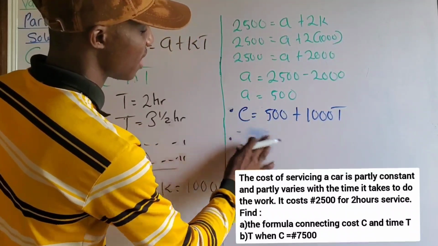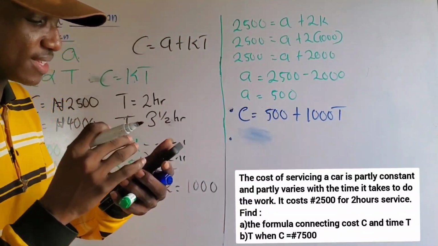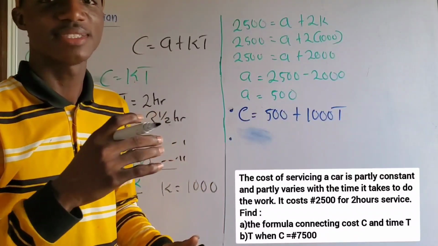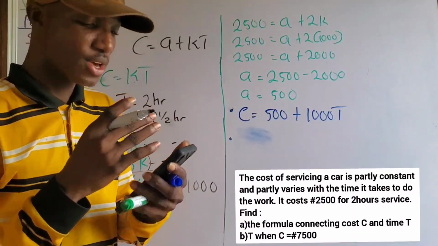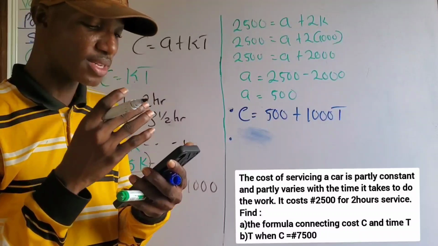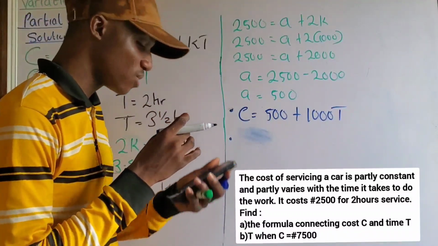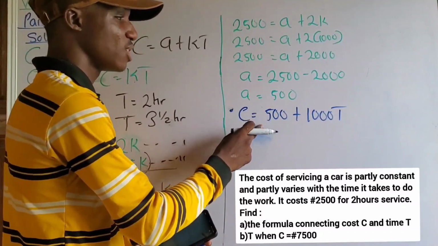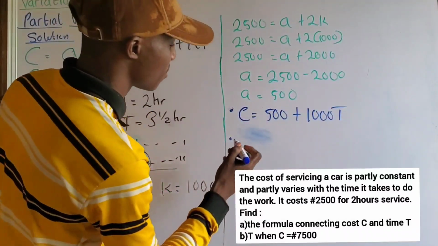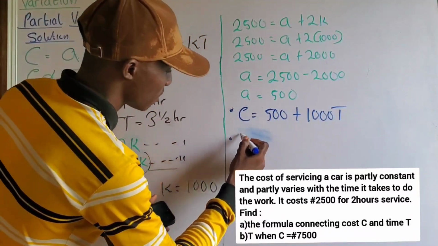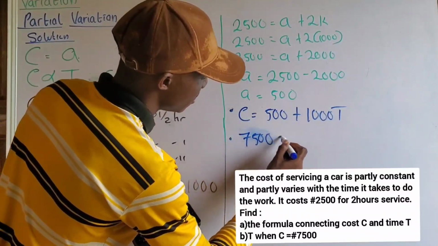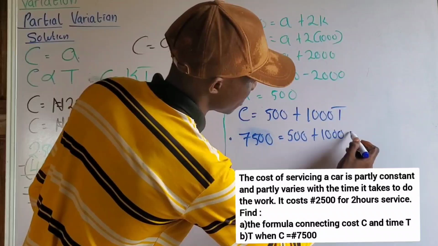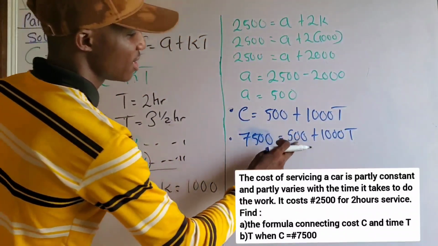Now listen, we are asked to find T when C is 7,500. To get the value of T when C is 7,500, all you have to do is substitute the value of C as 7,500 in this relationship. You understand? So we solve for the value of T. So when C is 7,500, I'm going to have 7,500 equals 500 plus 1,000 T, right? Okay, take this 500 to the other side.